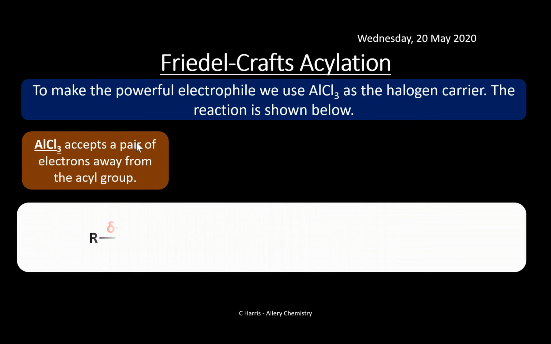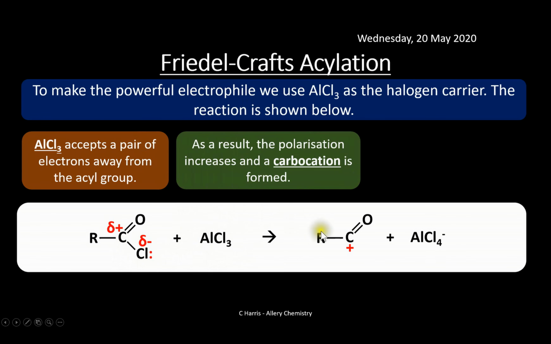So the first thing is we get our acid chloride, there's our acyl chloride, and we're going to react it with our halogen carrier. Now the halogen carrier accepts a pair of electrons away from the acyl group, and effectively it takes the chlorine, so it strips the chlorine from the acid chloride. This bond breaks and it bonds onto here, and so what we form is our carbocation, as you can see there. So there's our positive charge, a very, very powerful electrophile because it's got a large electron deficiency. And there's our AlCl4 minus. As you can see here, it accepts the chlorine to form this negative charge.